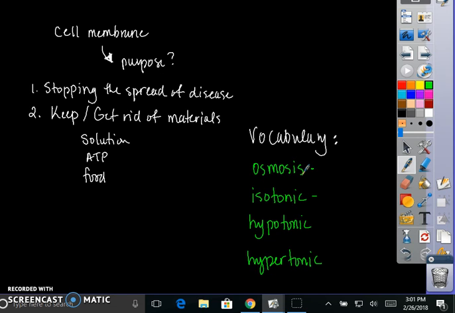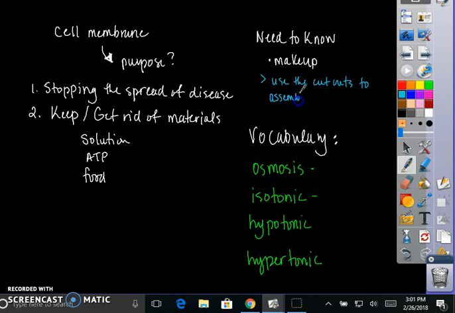So here is our first assignment. We're talking about the cell membrane. We need to know its makeup. We need to know how it works. We need to understand what it looks like. And so now I want you to use the cutouts from the homework that you did last night to assemble your membrane. There is also another term that we need to look at, and it's going to be the fluid mosaic model.